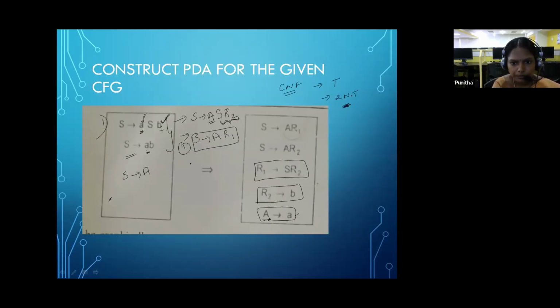For B, the production is R2, so I'm writing it here as R2. After replacing, this one seems to be CNF. All right. The second one I have also made in CNF format.